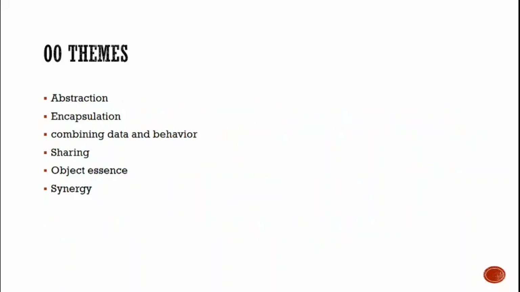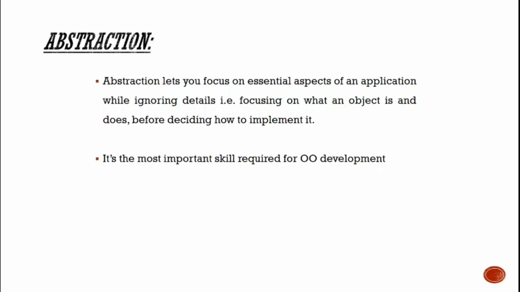Next, object oriented themes. In these object oriented themes, we have 6 stages: abstraction, encapsulation, combining data and behavior, sharing and object essences and synergy. So what do you mean by abstraction? Abstraction lets you focus on essential aspects of an application while ignoring the details, that is focusing on what an object is and does before deciding how to implement it.